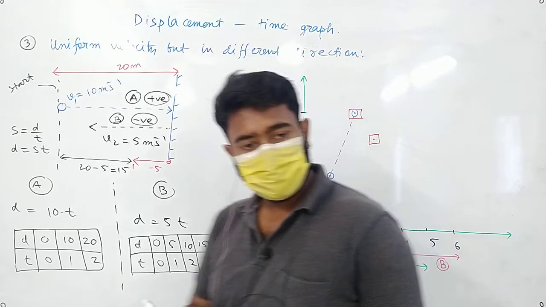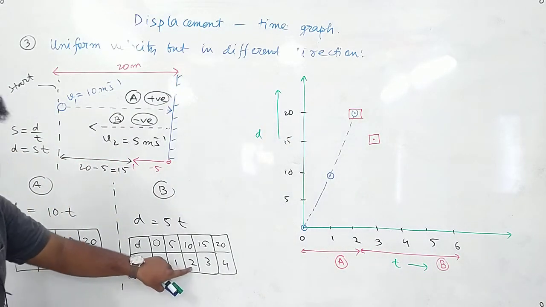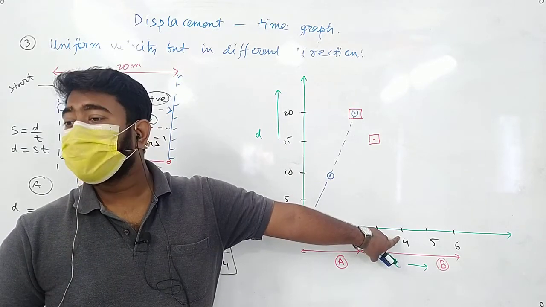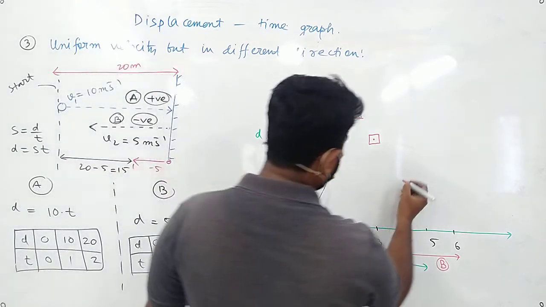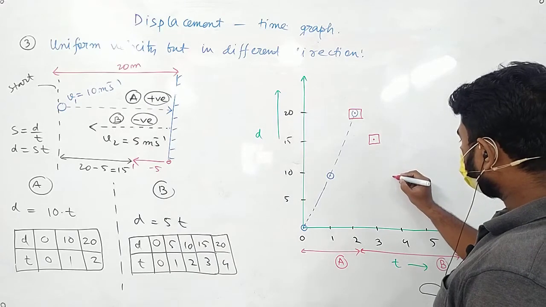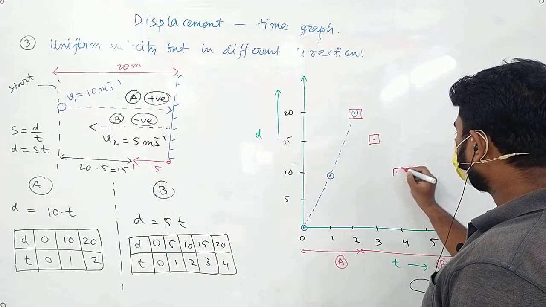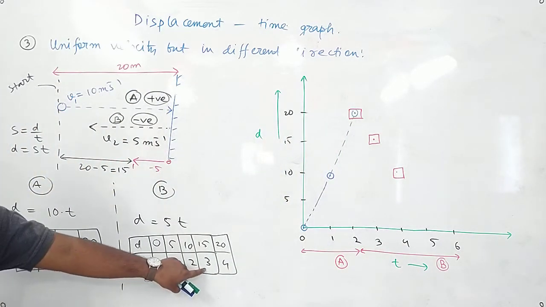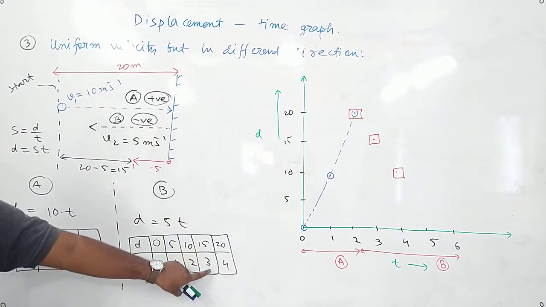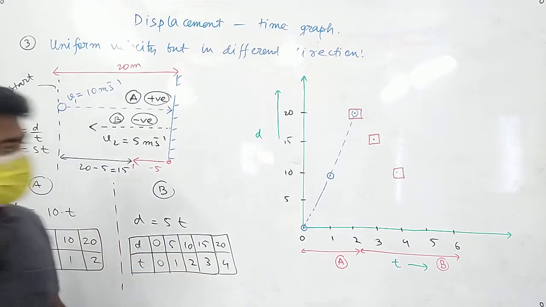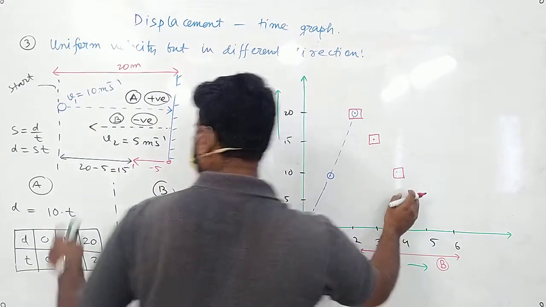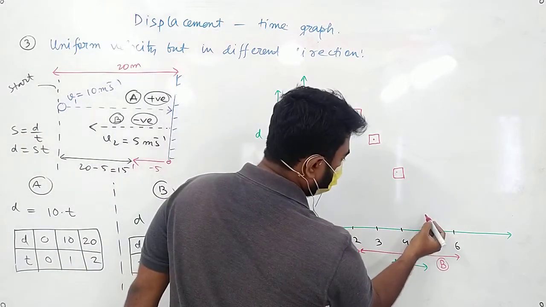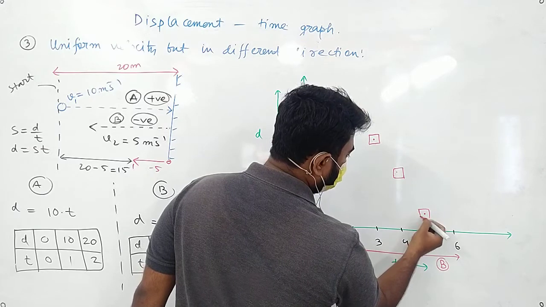Is it clear? Where will he be at 2 seconds, that is at 4 seconds? 10. So at 4 seconds, he will be at 10. Is that clear? At 3 seconds, that is at 5 seconds. Where will he be? At 15. Yes. 15 means 20 minus 15 will be 5. Yes. That is, he will be at 5. Is that clear?